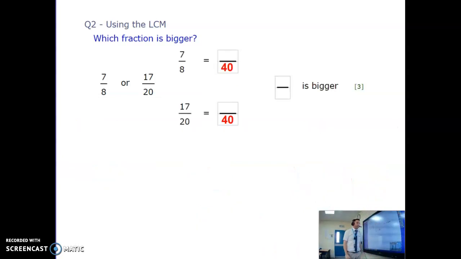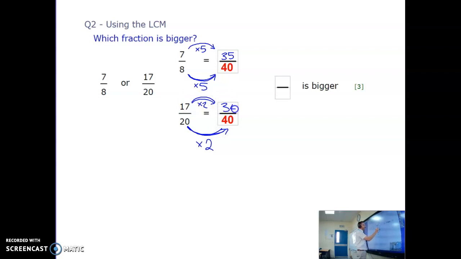Once we've got that lowest common multiple, we need to say, okay, well, what did I do to the 8 to make it 40? The 8 was multiplied by 5. What did I do to the 20 here? I multiplied by 2. Now, to keep these fractions equivalent, whatever I did to the bottom, I need to do the same to the top. So 7 times 5 is 35, and 17 I'm going to have to times by 2, because whatever I do to the bottom, I've got to do the same to the top, and I get 34.